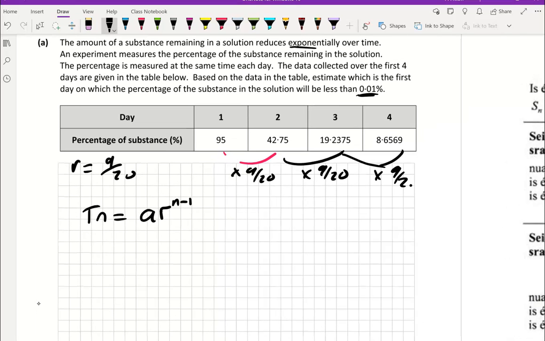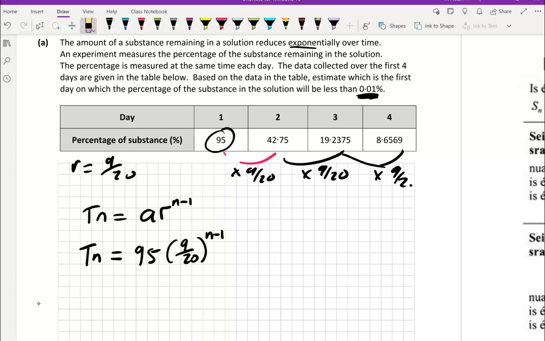Okay, so we want the solution to be less than 0.01, and we can see it's reducing every single time. So why don't we find the day that it's equal to 0.01? So Tn is equal to a, which is the first term, 95, r, which is the common ratio, 9 over 20, to the power of n minus 1, which is what I don't know. But I do know what I need that term to be equal to. I need that to be equal to 0.01.